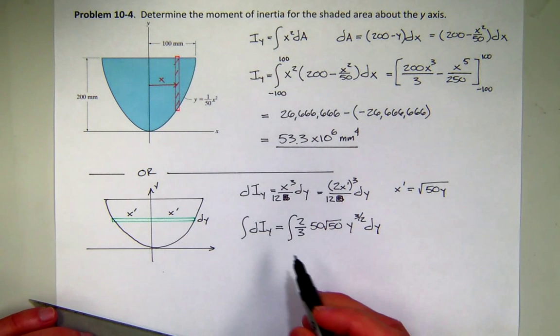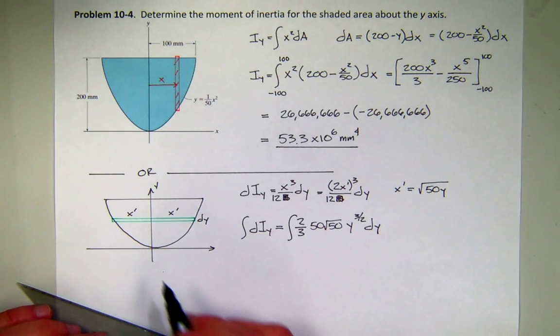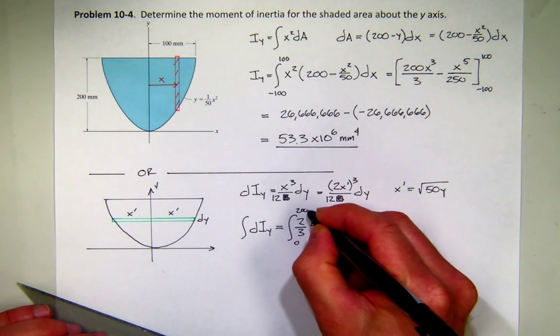Oh, I left something out. What did I leave out? No, I think that's it. Let me check my notes, make sure I did that right. I think so. So, resultant, it's not so bad. And then we're going to integrate in y, which is from 0 to 200.